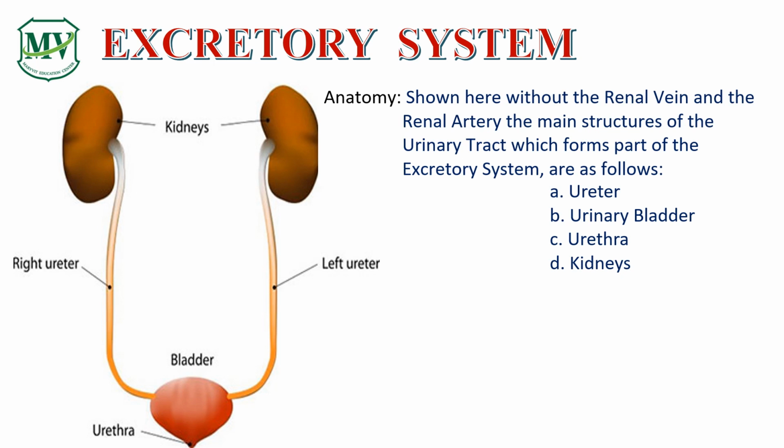Moreover, here are the parts of our excretory system without the renal vein and the renal artery. Can you read it by yourself? Letter A. Ureter. Excellent. Letter B. Urinary bladder. Fantastic. Letter C. Urethra. Magnificent. Letter D. Kidneys. Splendid.